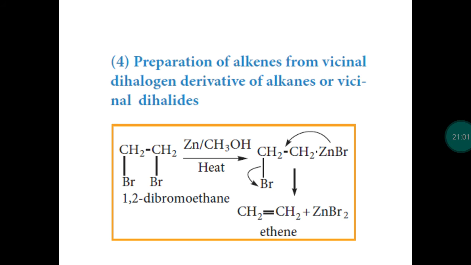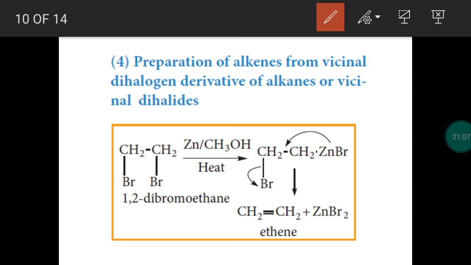Next preparation method: alkenes can be obtained from vicinal dihalides. There are two types of dihalides, gem dihalides and vicinal dihalides. Gem dihalide means two halogen atoms are attached to the same carbon atom. In this one, two halogen atoms are attached to adjacent carbon atoms, the first carbon and the second carbon. So vicinal dihalide means two halogen atoms are attached to adjacent carbon atoms.